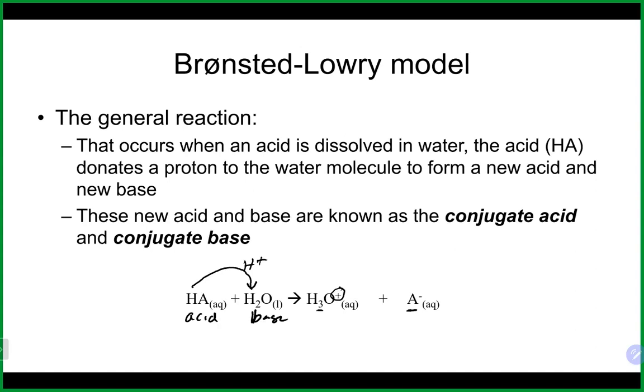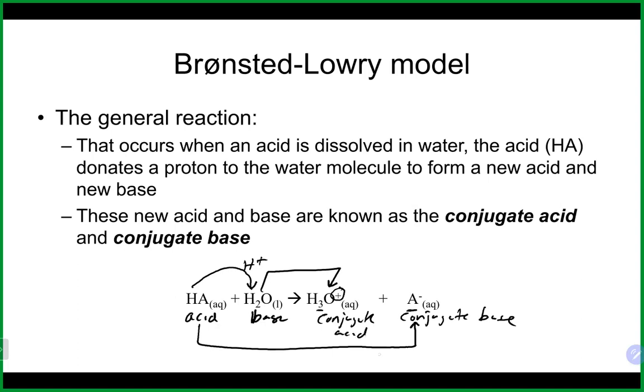The consequence of the Bronsted Lowry definition of acids and bases is it creates pairs of things that are related to each other. The acid on the left-hand side of the arrow is related to this guy on the right-hand side of the arrow, and this is what is known as the conjugate base. While the water on the left-hand side of the arrow, which is the base, is related to, in this case, the H3O plus on the right-hand side. And this is what is known as the conjugate acid. These are sometimes referred to as conjugate acid-base pairs.